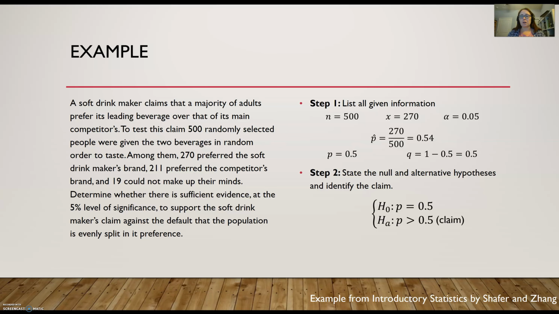I'm also going to note here that because my alternative hypothesis has a greater than symbol in it, this is going to be a right-tailed test. So when I get to that distribution, I'm going to look at the value to the right of my z-score.